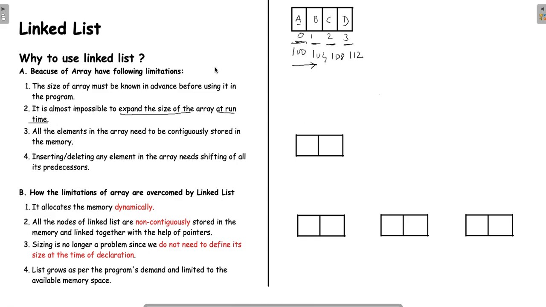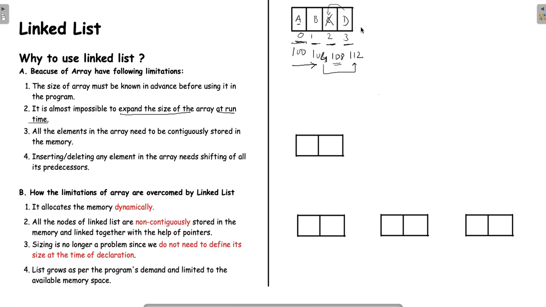And the third disadvantage is, if you want to delete a particular element, suppose you want to delete this C. By the definition of the array, it should be contiguous memory. So after 104, your next element should be at 108. You cannot jump from 104 to 112. So you have to shift this last element to the position which is contiguous to the previous element, that is 104. So you have to shift this D to this location. It looks like an additional operation for us.